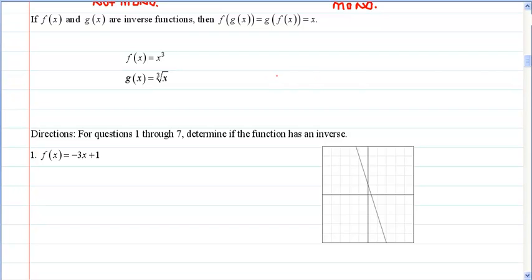And the last thing that we'll look at before we start the examples is how to verify that functions are inverses. And we will use this definition: f of g of x, test to see that it's equal to g of f of x, and they both have to equal x. So I'm going to start with f of g of x.